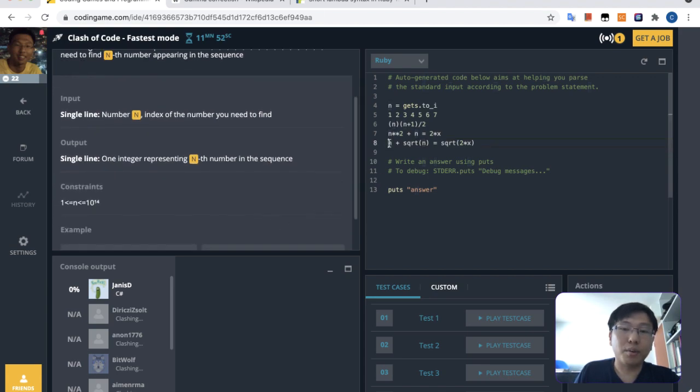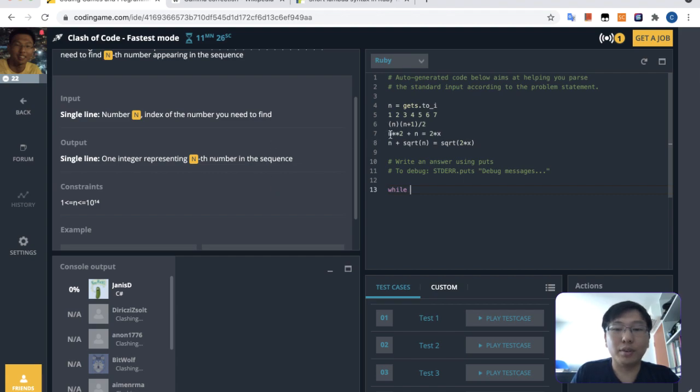Maybe I can start from the square root of this term and keep adding 1 to n until it exceeds this term here. Then I know that's the minimum n. Okay, so let's try to do this. Maybe it's a while loop.